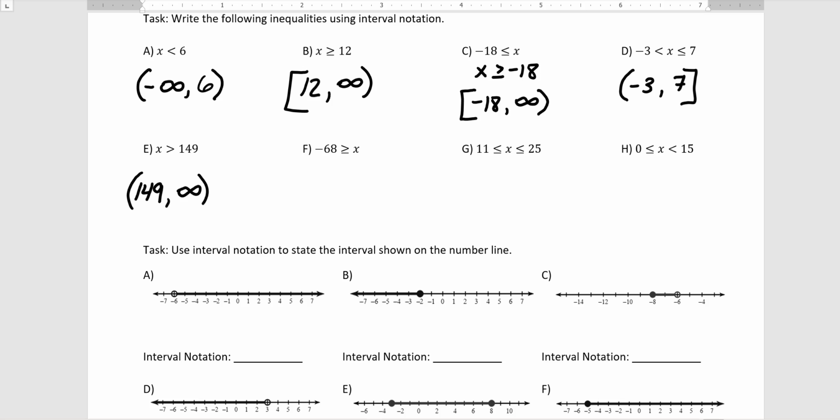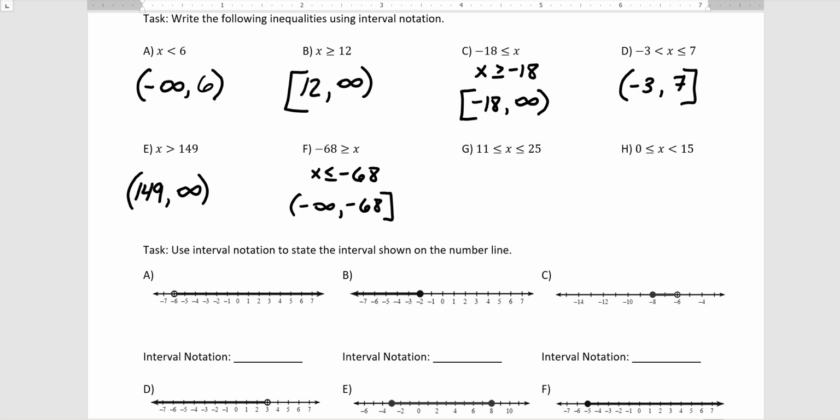Letter F, hopefully we caught, let's put this variable first. So x less than or equal to negative 68. If x is less than or equal to negative 68, what's the smallest value it can be? Well, since it's less than, it'd be going all the way to negative infinity. What's the largest value it could be? Negative 68. Now, is it allowed to equal negative 68? Yes, since it's less than or equal to. Infinity, of course, always has that soft bracket. So we'd have soft bracket, negative infinity, comma negative 68, hard bracket for letter F.